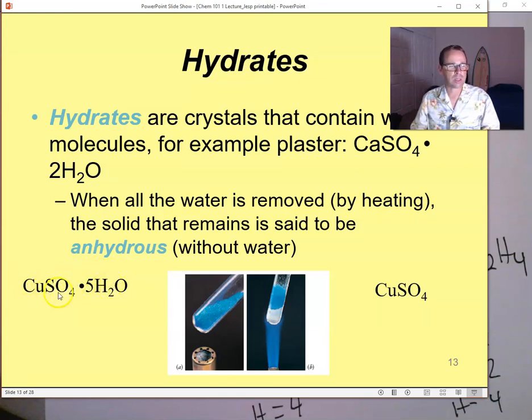Here you see copper sulfate, CuSO4, and the hydrate will be indicated by putting a big dot like this, and then writing how many water molecules, 5 in this case, for every unit of copper sulfate. Now if you take this hydrate and put it over a flame like this, all the water will heat off and you'll be left with just copper sulfate. All right?